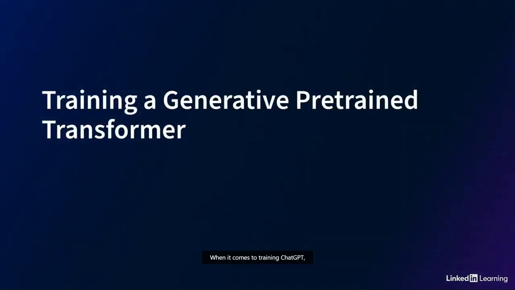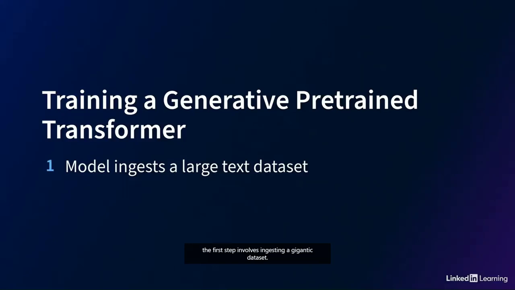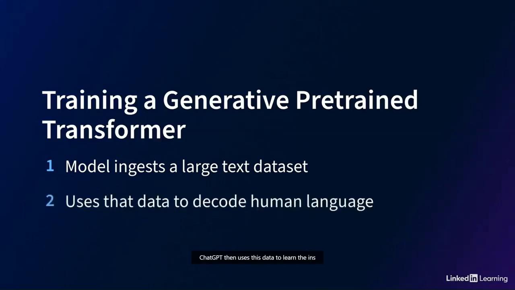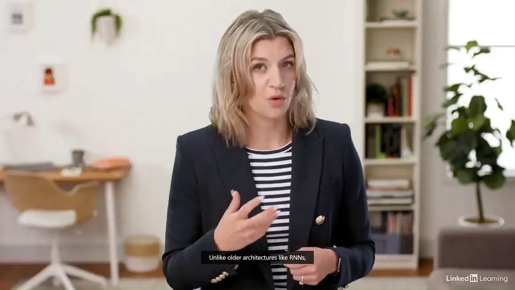When it comes to training ChatGPT, the first step involves ingesting a gigantic dataset. The data usually comprises a wide variety of text sources, like websites, books, and more. ChatGPT then uses this data to learn the ins and outs of human language, from basic grammar to complex sentence structure. For a tech deep dive, most of these models are built using frameworks like TensorFlow or PyTorch. ChatGPT, in particular, leverages the transformer architecture. Unlike older architectures like RNNs, transformers excel in handling long-range dependencies in text, making them incredibly efficient for NLP tasks. It's like giving your model a superpower to grasp better context.